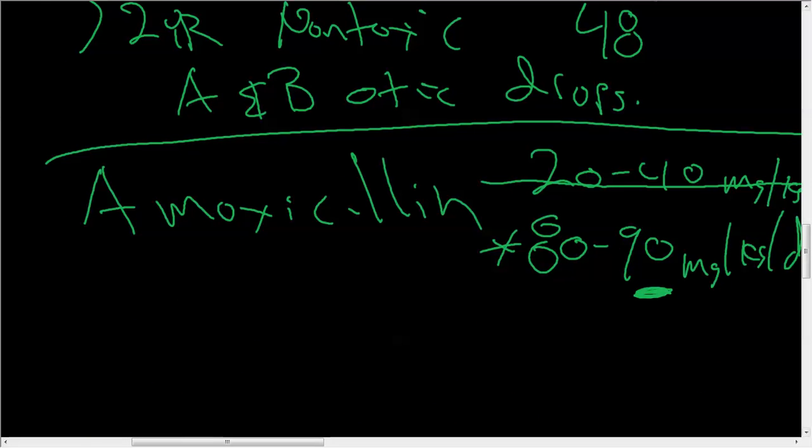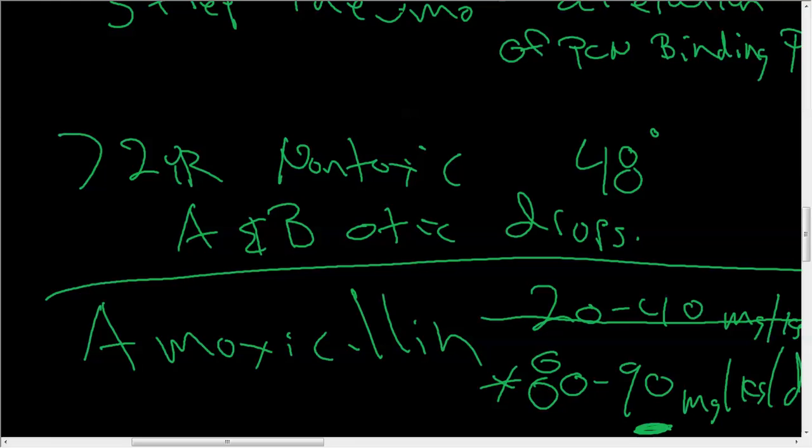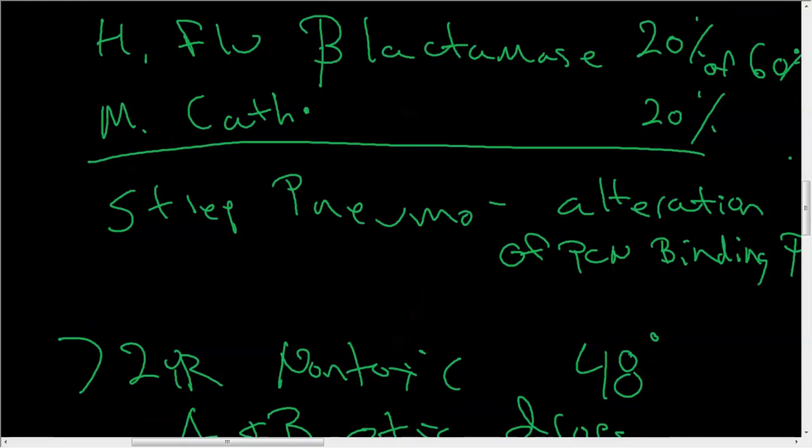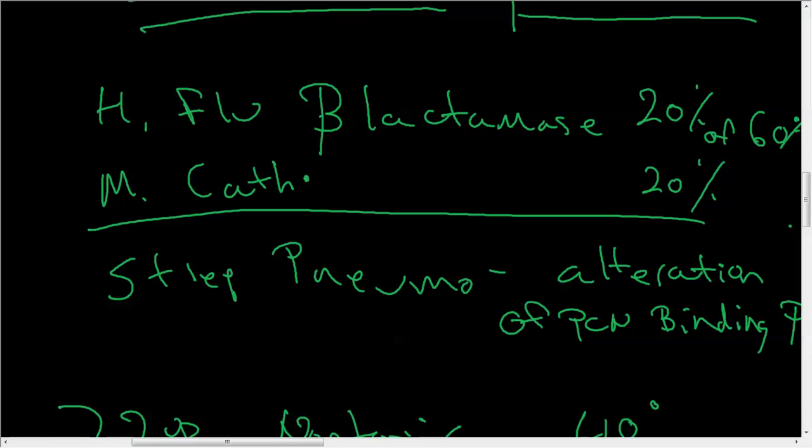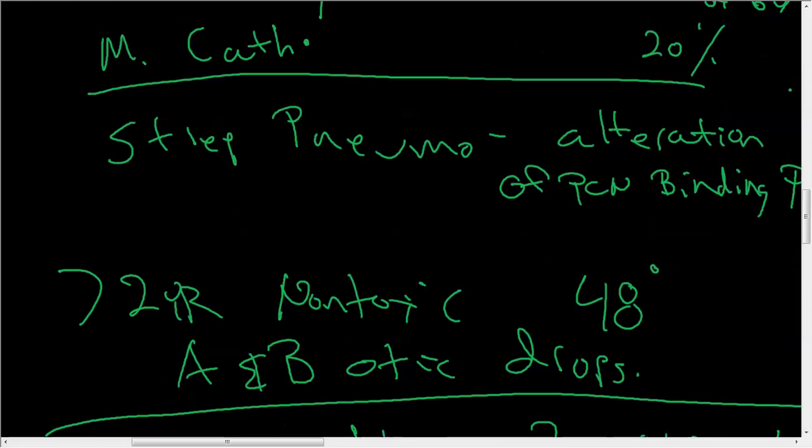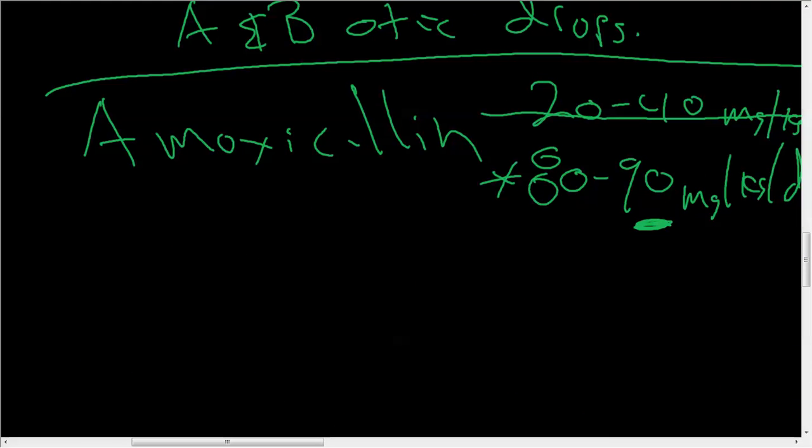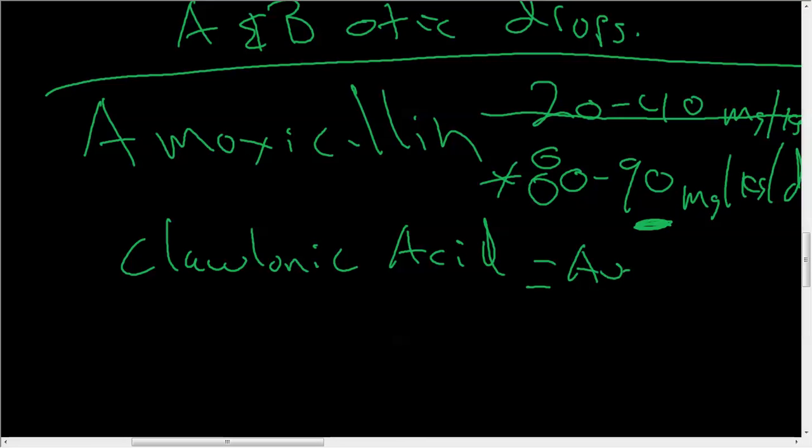All right, now what do you do if somebody fails treatment with high-dose amoxicillin? Well, then we need to account for the beta-lactamase production. And there are really two ways to do that. We can add a beta-lactamase inhibitor, clavulanic acid. So amoxicillin plus clavulanic acid equals Augmentin. Or we can use a beta-lactamase resistant cephalosporin.